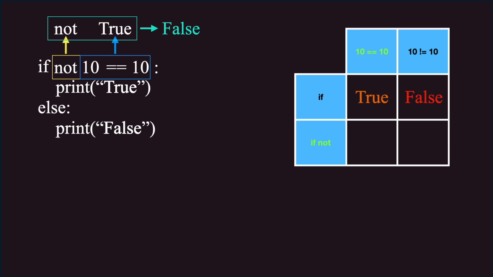So our if statement is false, which means it doesn't run. Therefore our else statement would run and false gets printed.